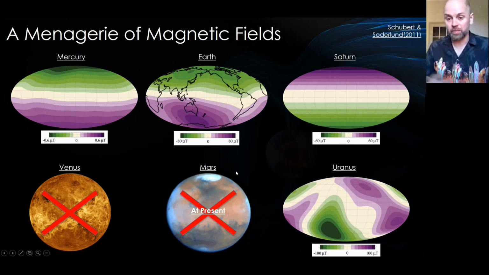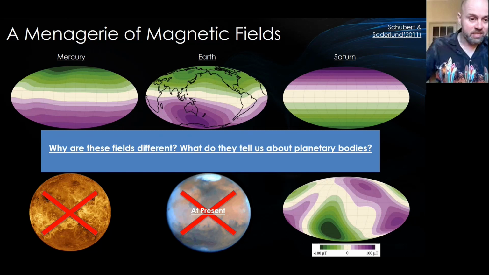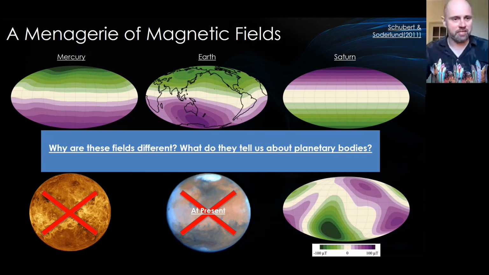An obvious question here is, why are these fields different? And what do they tell us about the interior workings of these planets? Okay, so I guess that's my third science reason for why we might be interested in magnetic fields.